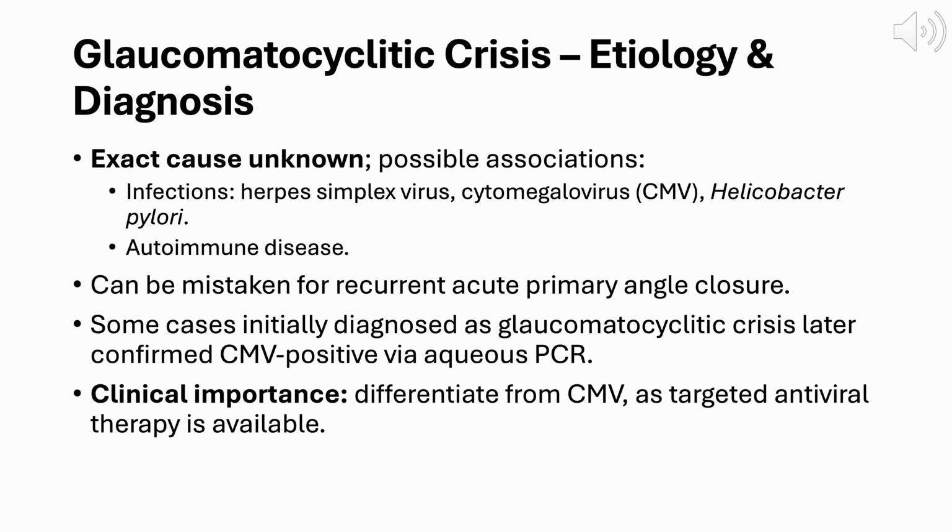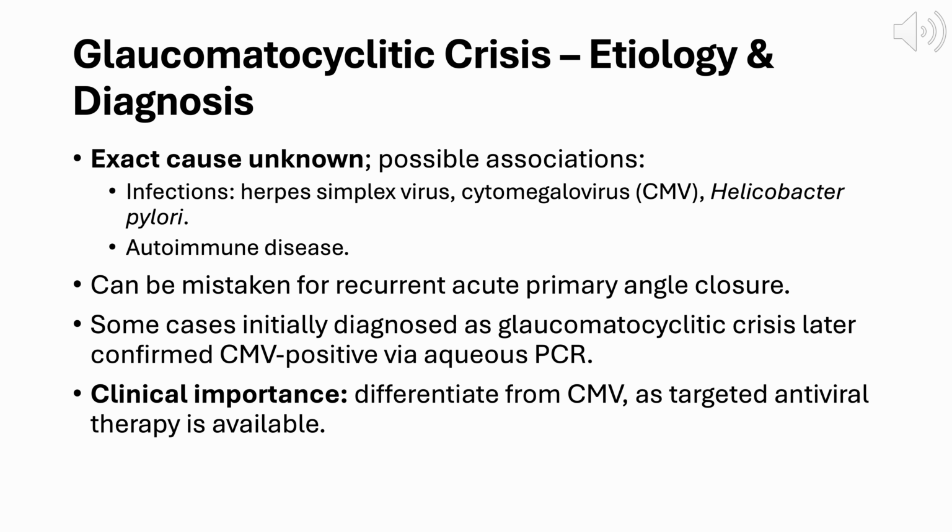Now that we've reviewed the presentation and clinical course, let's move into the etiology and diagnosis of glaucomatous-cyclitic crisis. The exact cause is still unknown, but there are possible associations, including certain infections such as herpes simplex virus, cytomegalovirus, and Helicobacter pylori, as well as autoimmune disease. This condition can sometimes be mistaken for recurrent acute primary angle closure.